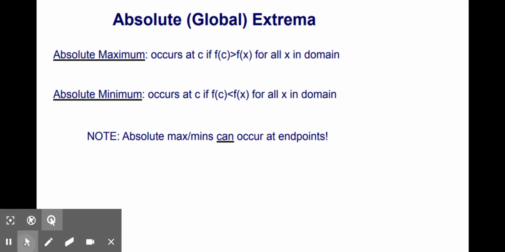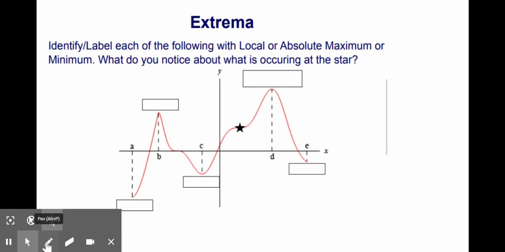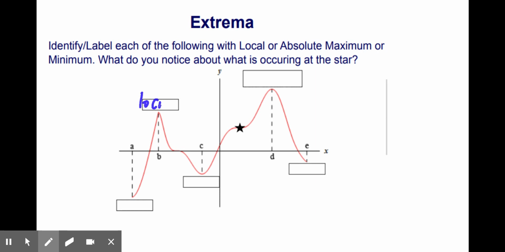All right, let's see what we have. So now let's just fill in this little graph that we have here with whether or not things are local, absolute, whatever they are. Okay, so let's start over here. This is a local or relative max. We'll call it local on this slide just to get the idea that they're both the same. There's a local max. Point C is a local min.